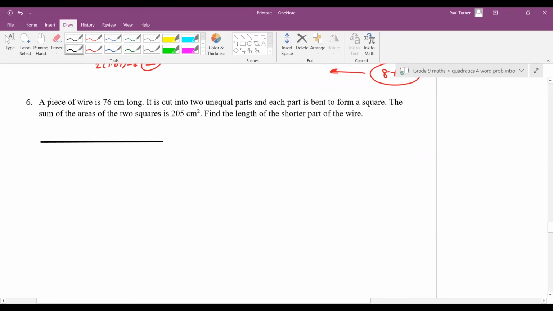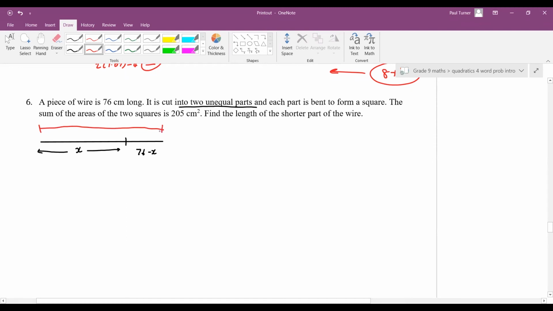Okay, so in question 6, we got a piece of wire, which I've drawn here. It's 76 centimeters long. It is cut into two unequal parts, okay? So I'm not cutting in the middle. I'll just cut about here somewhere like that, okay? So I'll call that side X. So this length of the wire is X, this part here, up to there. And this length would be 76 minus X.